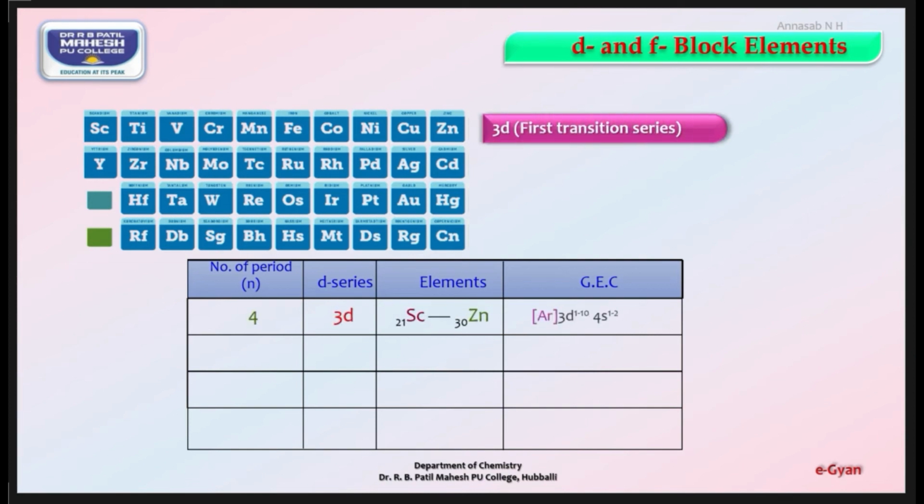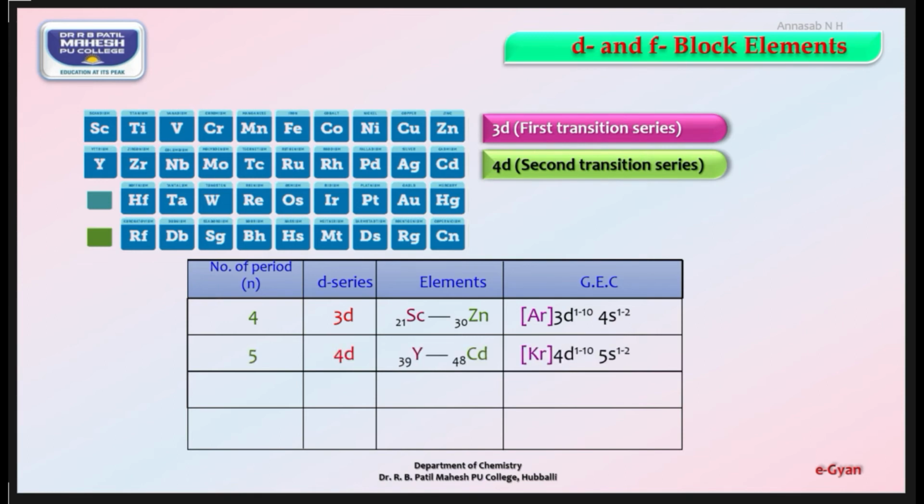Considering 3d for the first time, the period number is 4, that is, the n value is 4. The 3d series elements belong from atomic number 21 to 30, that is scandium to zinc, and the general electronic configuration is argon 3d1 to 10, 4s1 to 2. Next, the 4d series, the second transition series, where the n value is 5, the d series is 4d, and elements belong from yttrium to cadmium, atomic number 39 to 48. The general electronic configuration for the 4d series is krypton 4d1 to 10, 5s1 to 2.